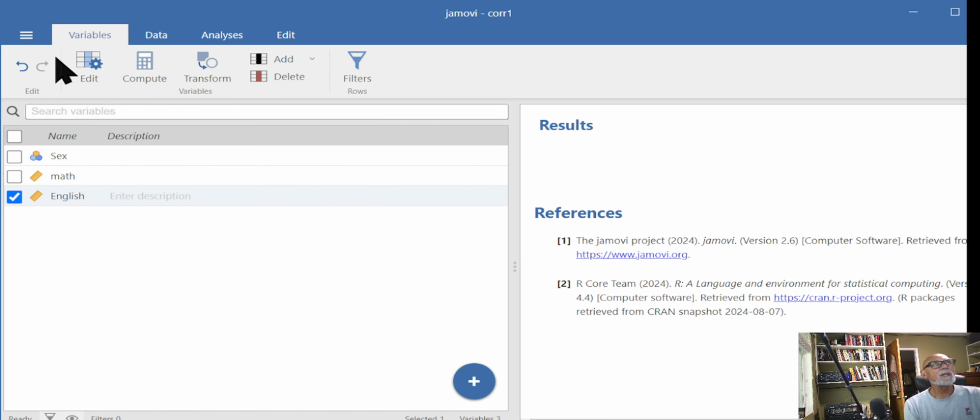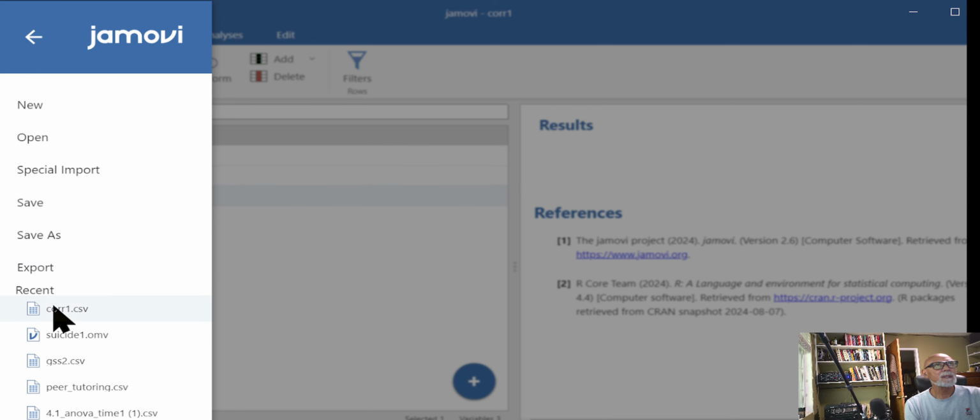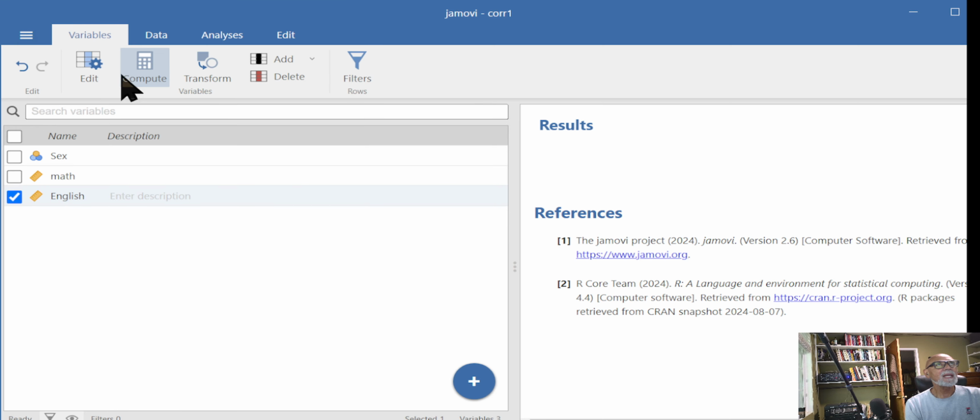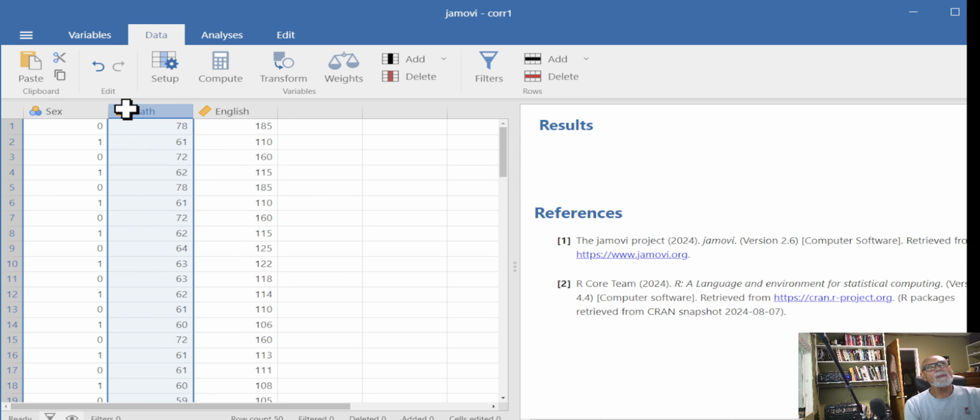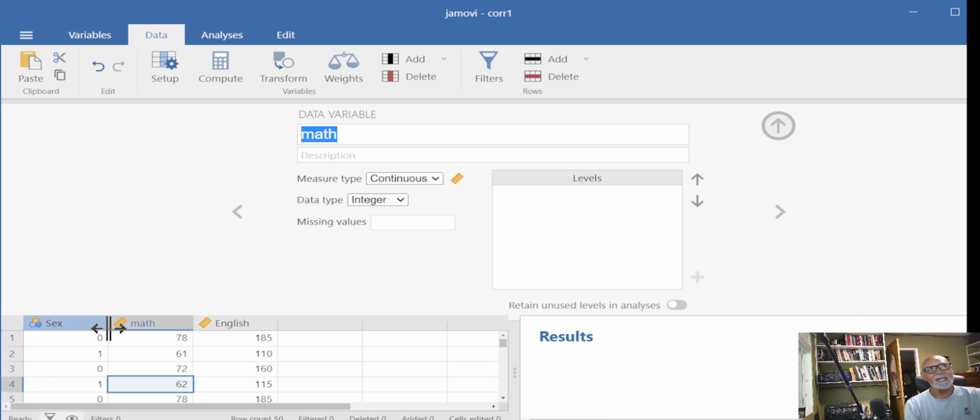Okay, the data set we're going to use for this is CORR1, and when you open that data set, you will find three variables there. We're only going to work with two in this exercise. One thing you have to be aware of is that sometimes these come through as a default of nominal. So you're going to have to double click on the name of the variable, go to measurement type, and change it from nominal to continuous. After you've done that for both variables, then we can get started.